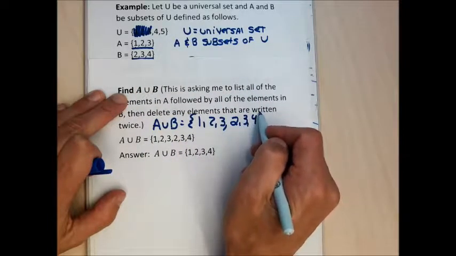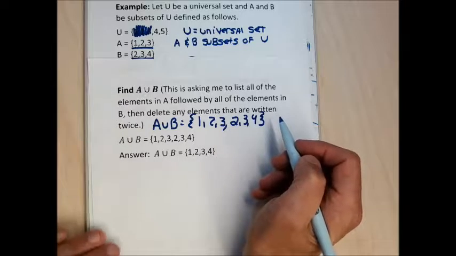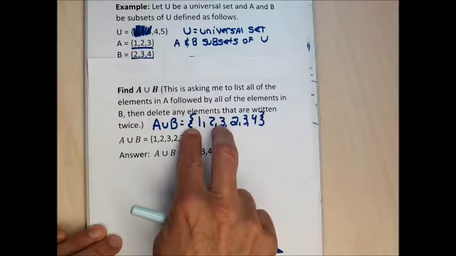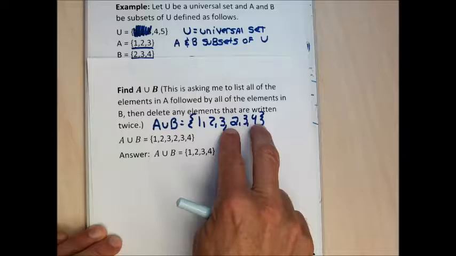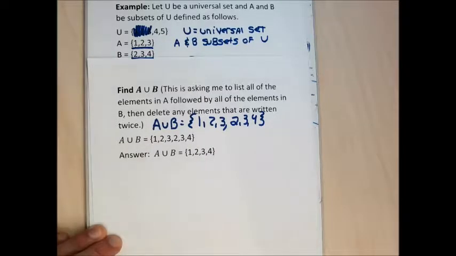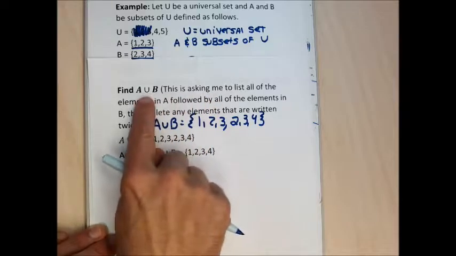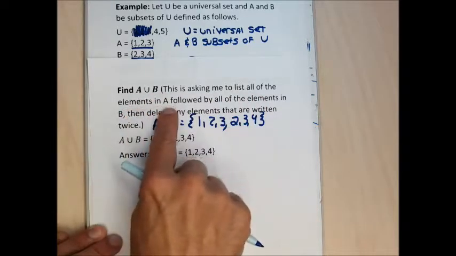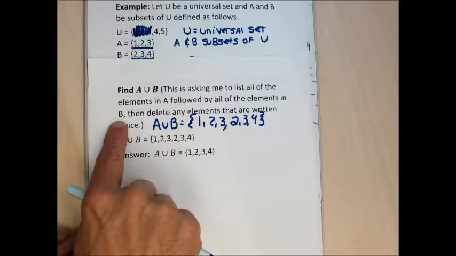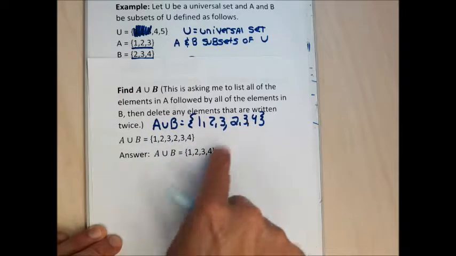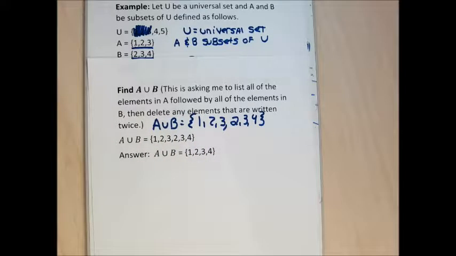This is technically what A union B is. A union B takes the entire A set and joins it together in a gigantic set with all the elements of B. Of course, this isn't the best answer because when you're writing sets, it's not necessary to write an element more than once. So A union B is asking me to list all the elements of A followed by all the elements of B, then to delete any elements that are written twice, but only delete them once and leave one of them.